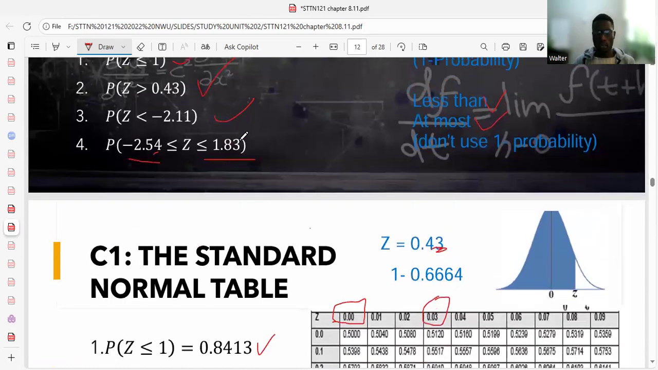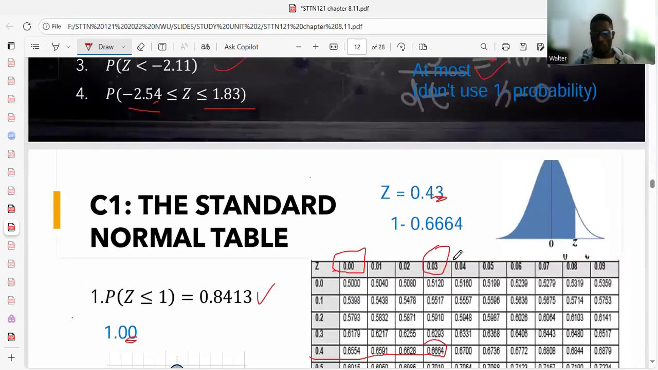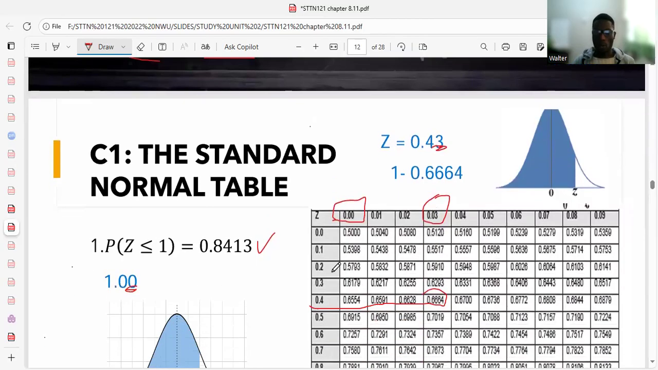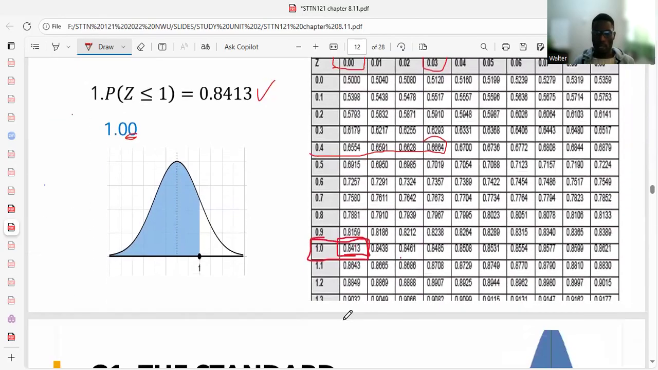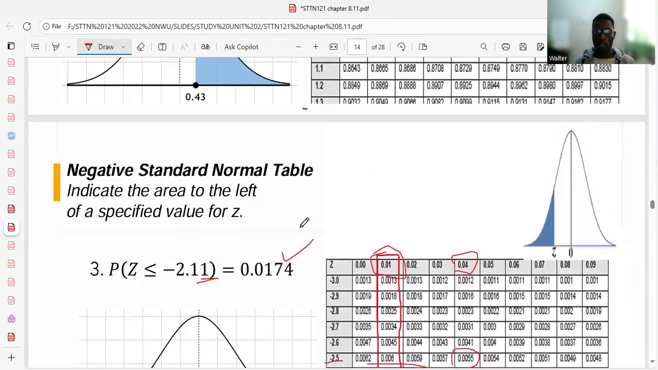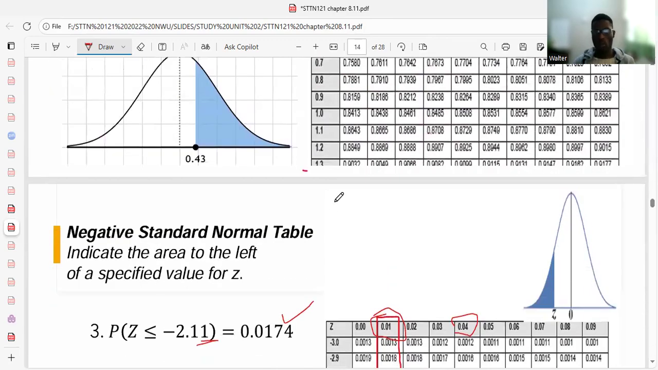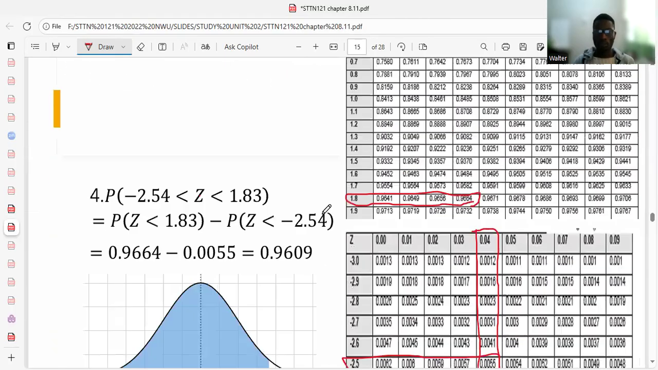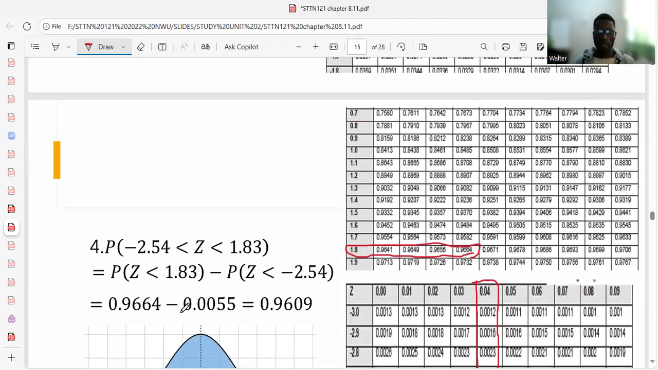You do the same with 1,83. The last digit is 3. You divide it by 100, you're going to get 0,03. And then you go here, 0,03, and then you want to check 1,8. Where's 1,8? Let's go and check it here. That's the reason why I said this one, 0,0055, is for negative 2,54.